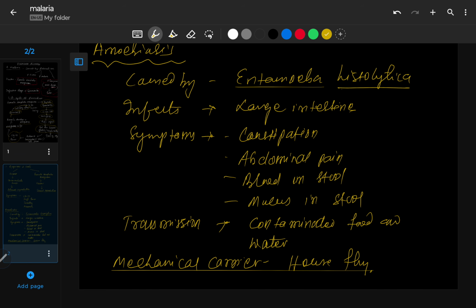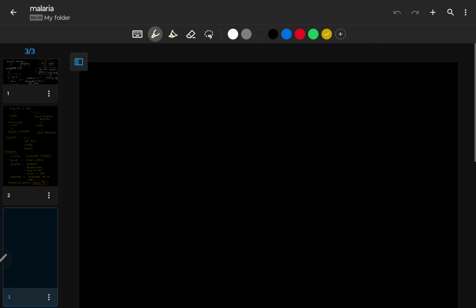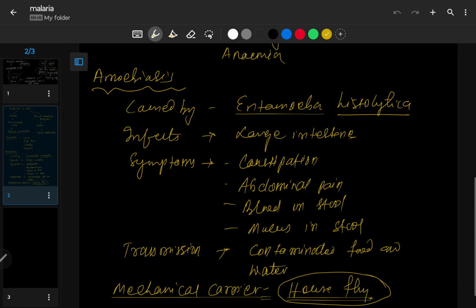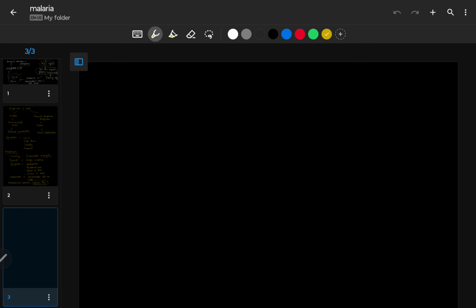But here it is simply a carrier. It carries, and no changes happen inside the housefly's body; it does not go inside the body. The housefly's appendages contaminate the food or water, and it transmits the disease. So this is all about your protozoan diseases. Now come to some of the preventive measures.